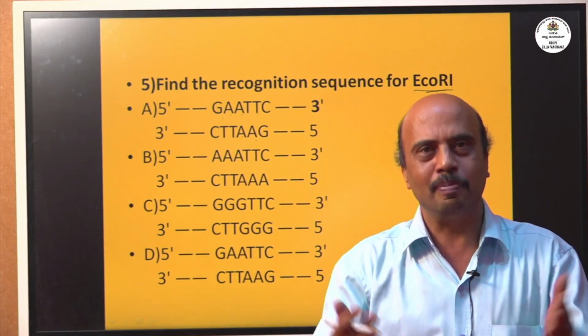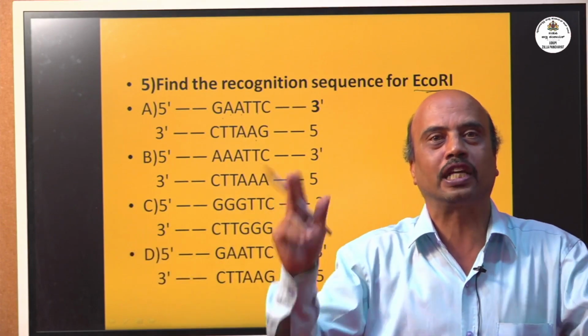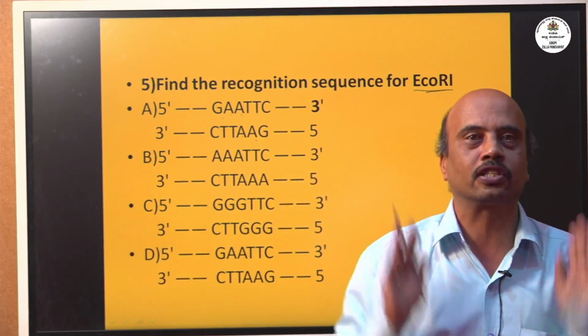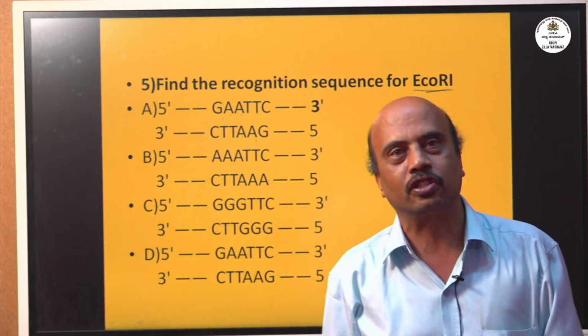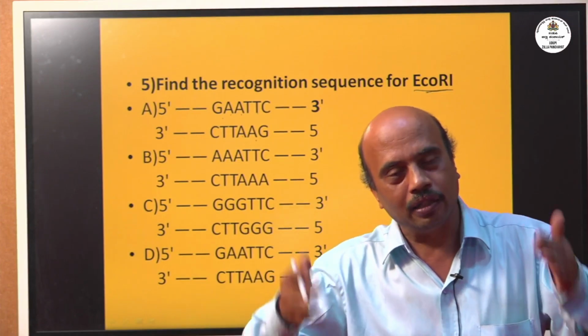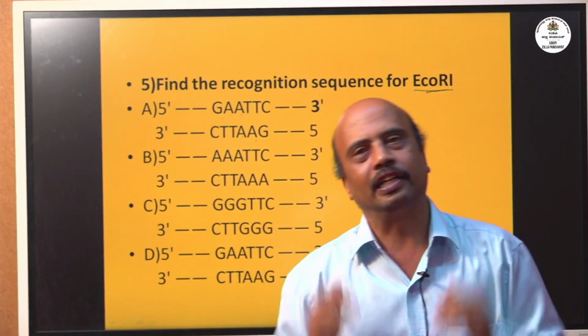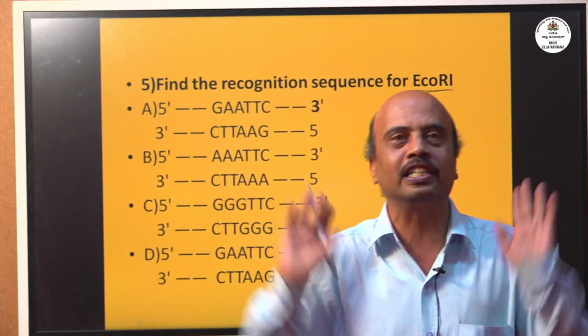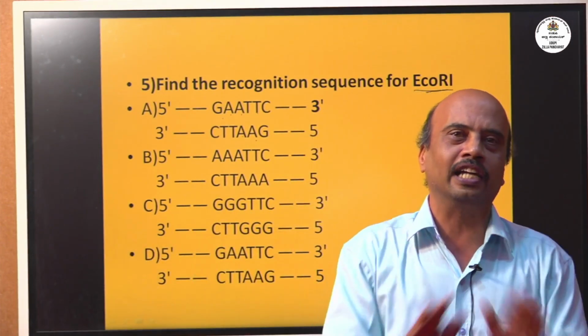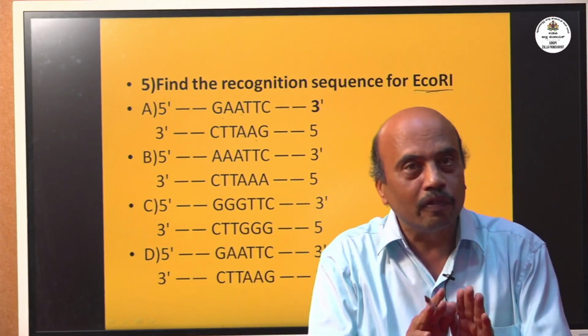Suppose, just imagine, if the DNA strand has 2 such regions, it makes 2 cuts. If it has 3, it makes 3 cuts. If it has many, however many recognition sequences there are, it cuts at each of those regions. Suppose there are no recognition sequences in a DNA, it will not cut.